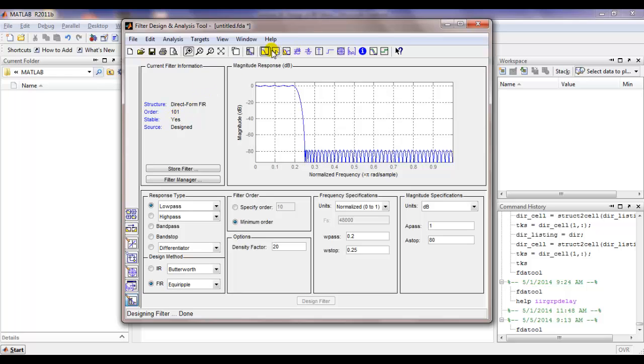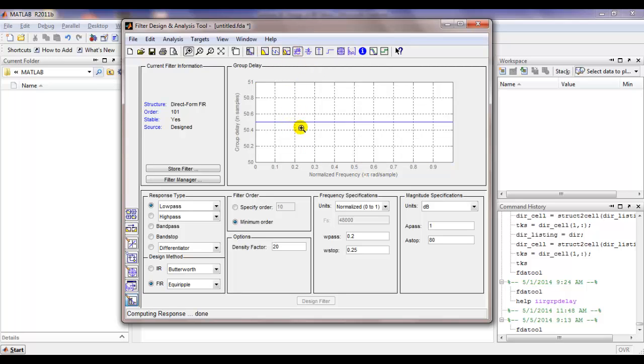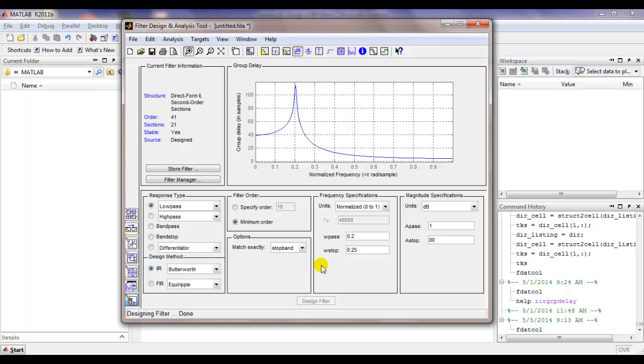But again, just reminding you, the compromise is, let's look at the phase. Right? You have a flat phase for FIR. I go to IIR, and I don't have a linear phase anymore. So this is group delay, right? Which is the derivative of your phase. So flat group delay means a linear phase, and this is not a flat group delay. So it's not a linear phase.